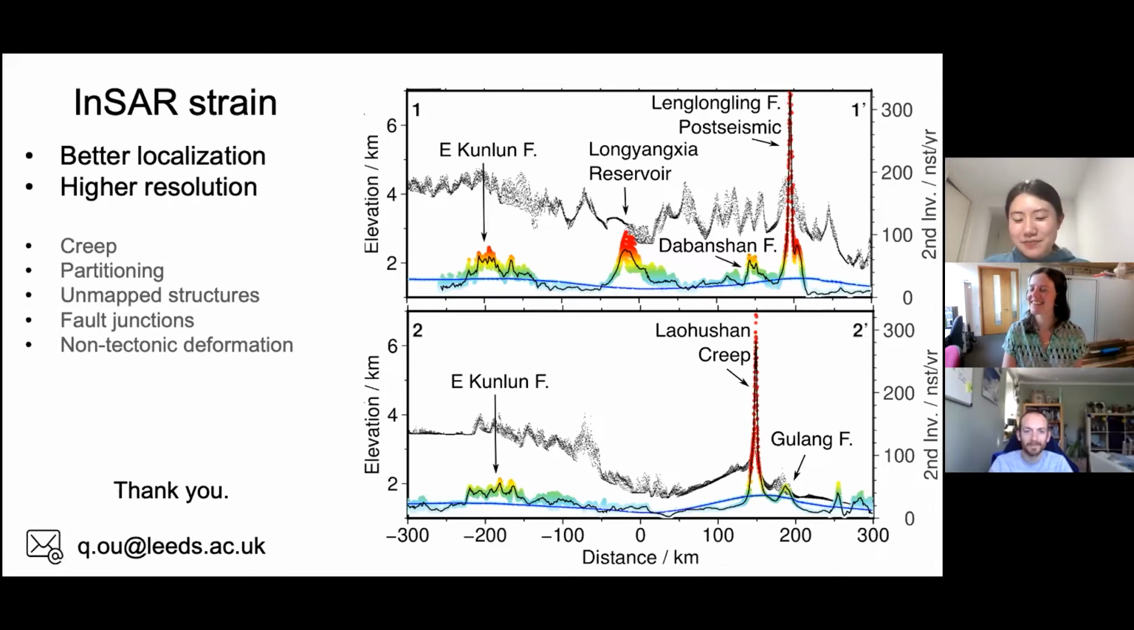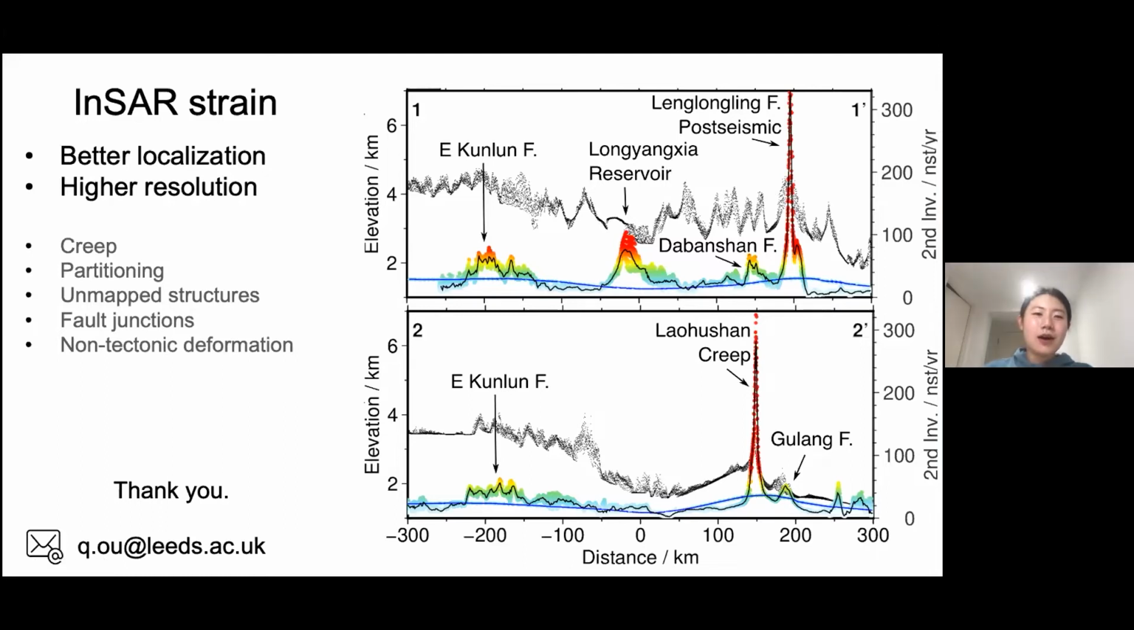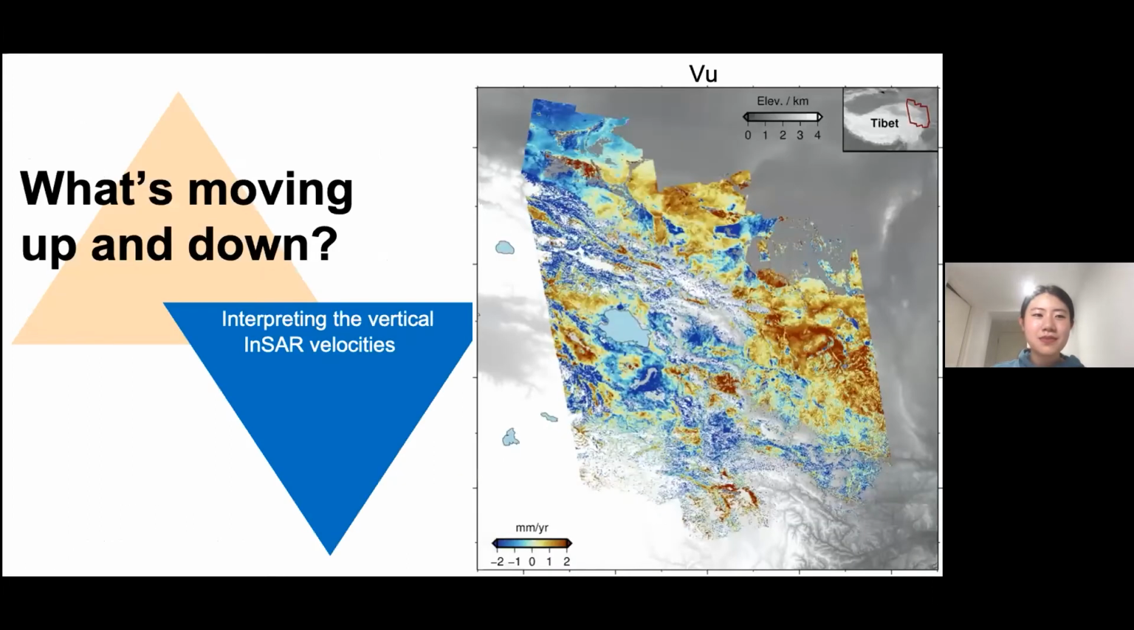Cool. Okay, so all the results that I presented here are mostly derived from east-west velocities, together with the interpolated north velocities from the GNSS. So there's another vertical velocity field, which I haven't really touched upon. So I can spend the rest of the talk trying to take people through what I think the vertical velocity is telling us.